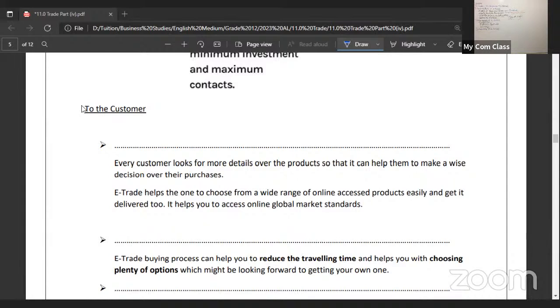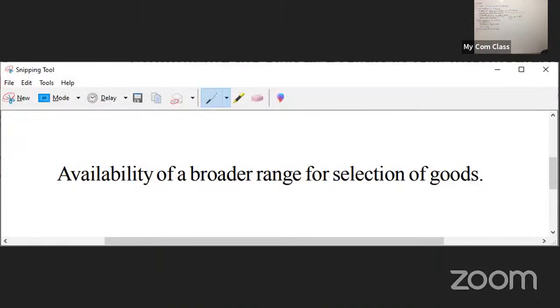Shall we write first point? Availability of a broader range of selection of goods.